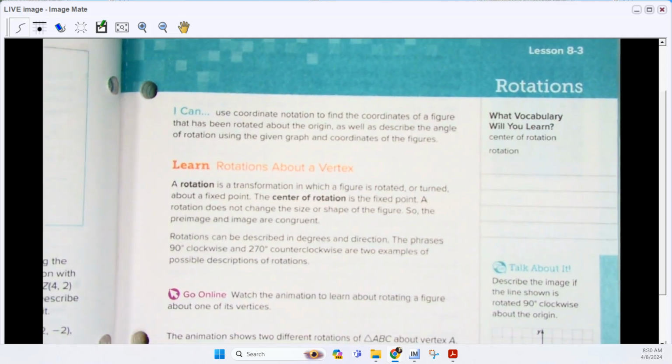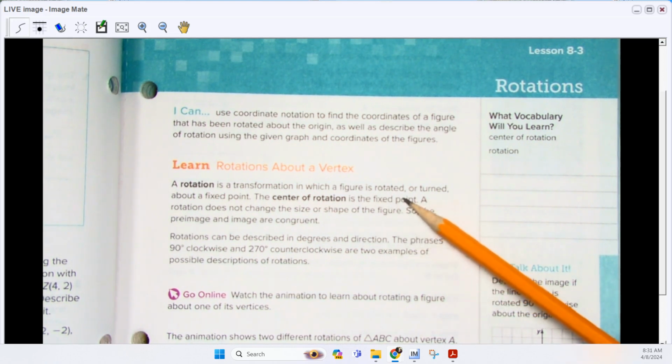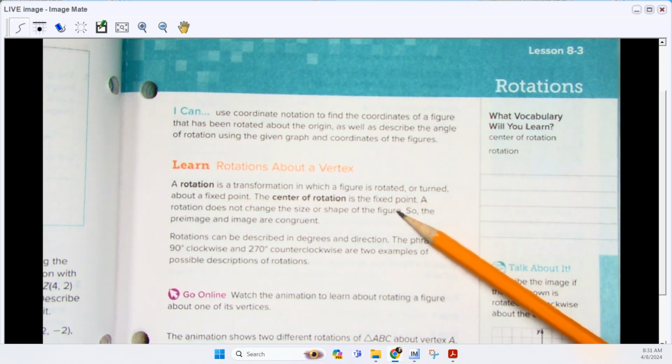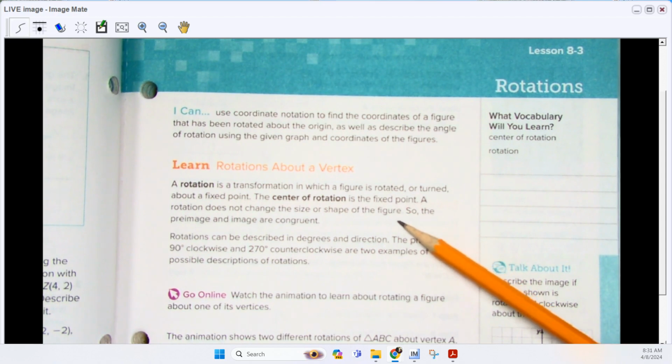Here we have rotations, 8.3. We're on page 455 in the McGraw-Hill book. It says a rotation is a transformation in which the figure is rotated or turned about a fixed point. The center of rotation is fixed point A.